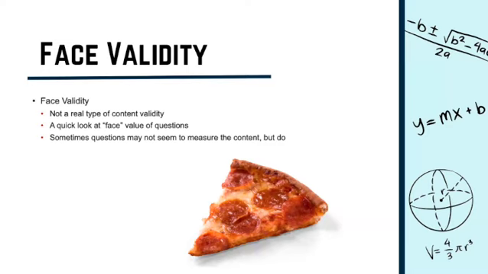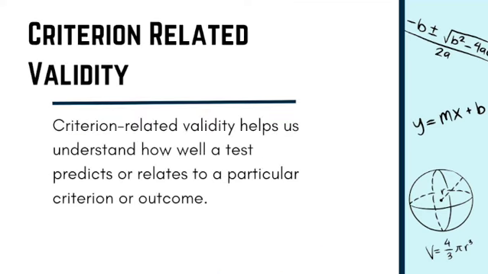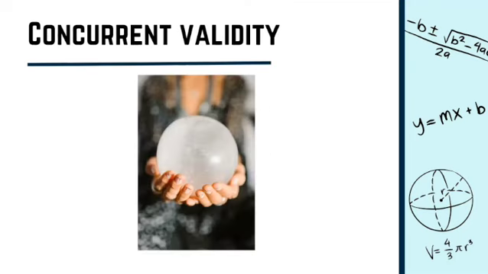Now we're taking a look at a different type of validity called face validity. And this is not a real type of content validity. This is just a quick look at the face value of the questions. And sometimes the questions may not seem to measure the content, but they do. Criterion-related validity helps us understand how well a test predicts or relates to a particular criterion or outcome.